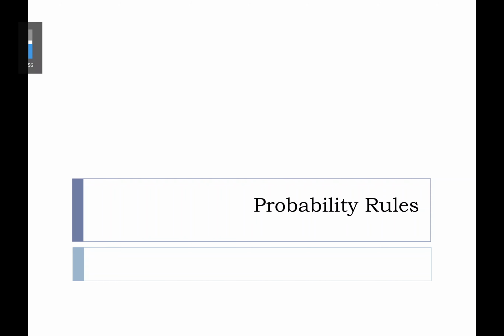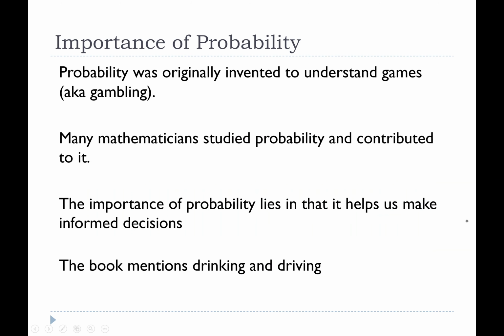So now we're going to get into probability and its rules. The importance of probability is it was originally invented to study games, which is gambling. Many mathematicians studied probability and contributed to it. It helps us make more informed decisions, which is why they decided to look at these probabilities. The book mentions drinking and driving with this. If you drink, there's obviously a higher probability that you're going to crash. If you want to read about that, go ahead and read about it.